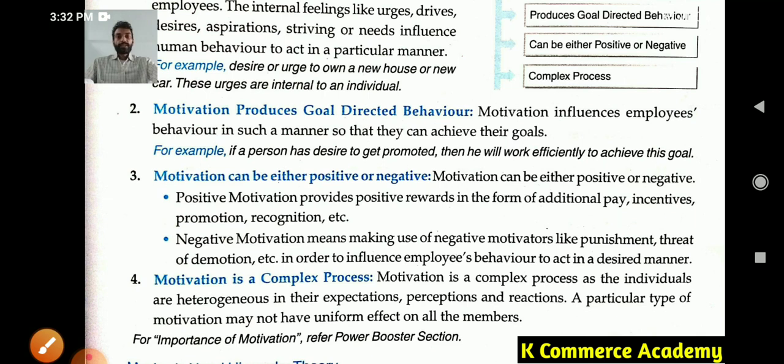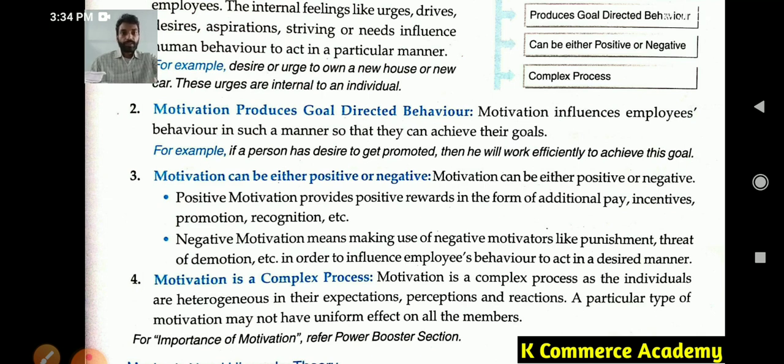And lastly, we have to understand that motivation is a complex process. Why is it complex? Because in motivation we need to work with human beings. Motivation is a psychological concept. We need to inspire and influence human beings, and human beings have different expectations, desires, and states of mind. For example, one person can be motivated through financial incentives, another through non-financial incentives, one through positive incentive, another through negative motivation. So we have to find out which motivator will influence the behavior of the person, and this process results in a complex nature.